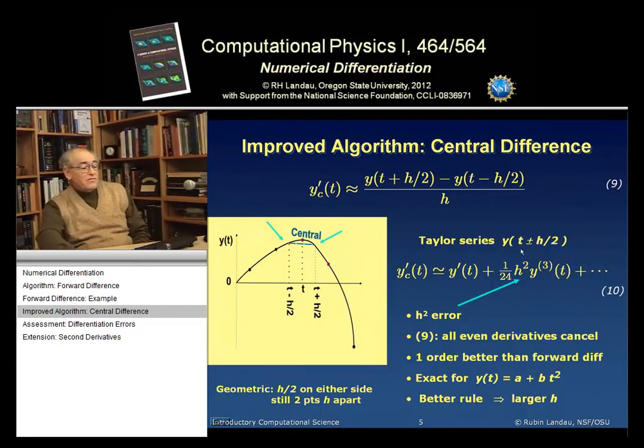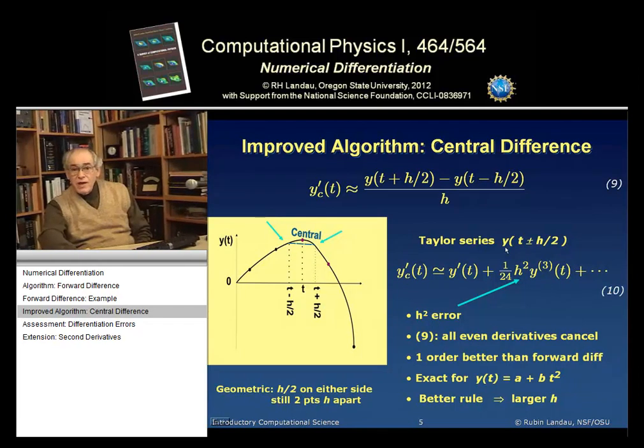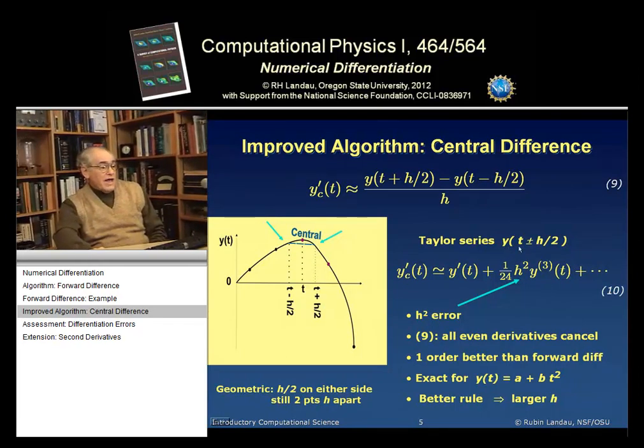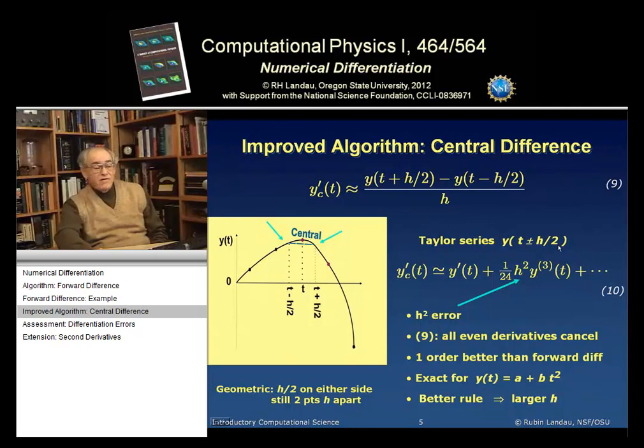But all we have to do is evaluate a Taylor expansion for our function y at time t plus h over 2, another Taylor expansion of our function at time t minus h over 2, and then, as it says in equation 9, we take the difference. Okay? And if we look at equation 9 here, what is going to happen?